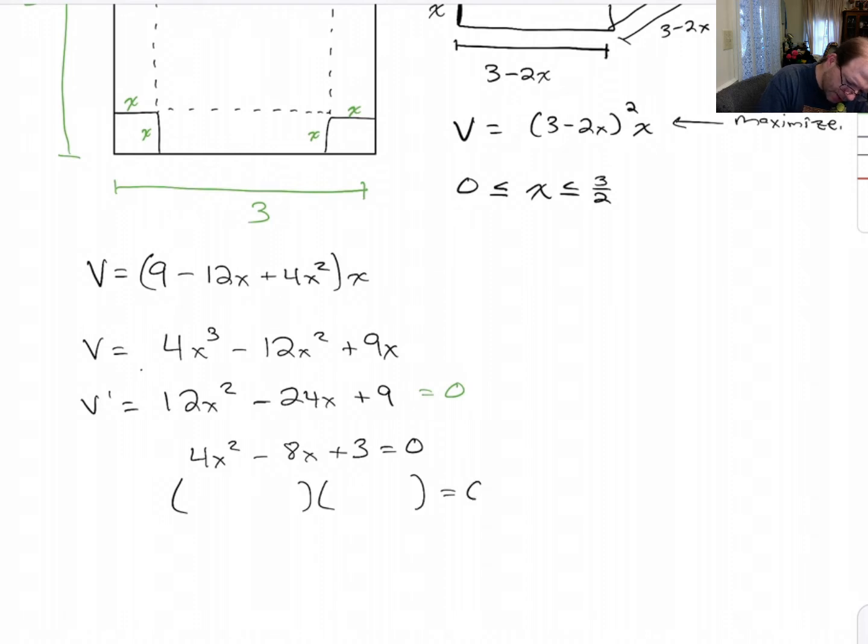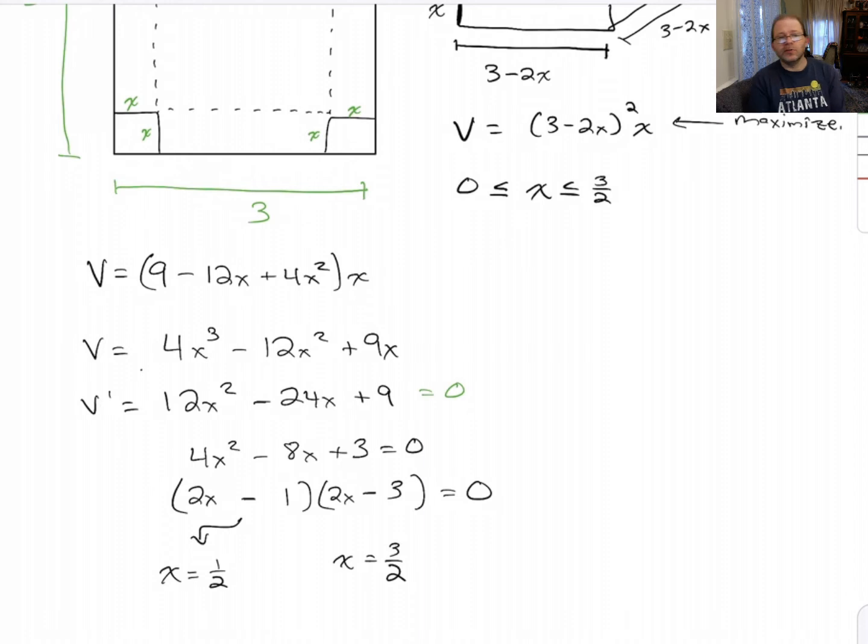I'm going to be stubborn and try to factor it. If you don't see how to factor it immediately, you can always just use the quadratic formula. Let's see, if I factor this as 2x and 2x, and the 3 is 3 and 1, I think that'll work, because this will give me 6x and 2x, and yet those will add up to 8. So if I make both of these minus, this gives me 2x minus 1 is 0, so x is 1/2. And this gives me 2x is 3, so x is 3/2.